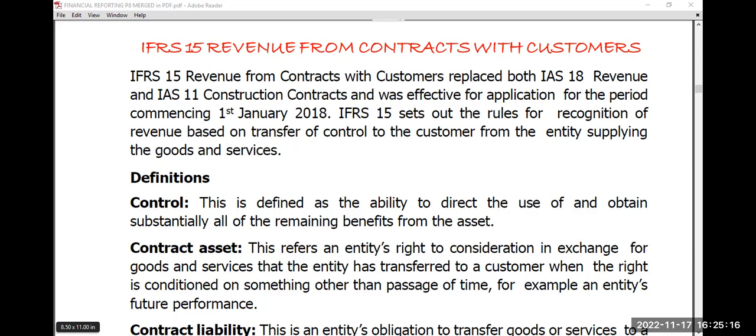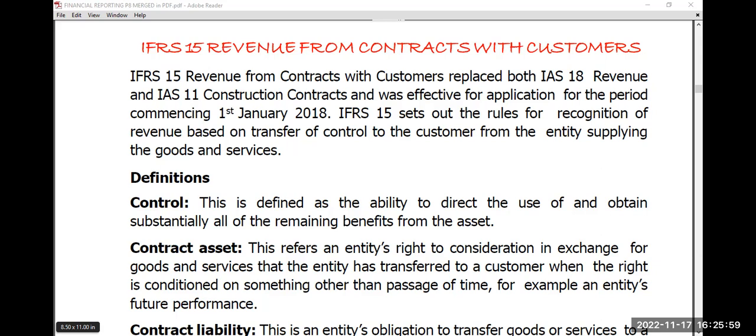Most of the key definitions that we need to know, one of them is control. And we are saying that control is defined as the ability to direct the use of and obtain substantially all the remaining benefits from the asset. If someone has control over the asset, it means that person is able to derive all the benefits that are incorporated within the use of that asset.